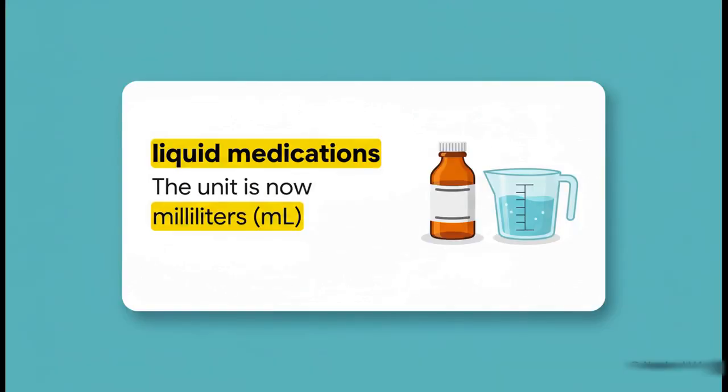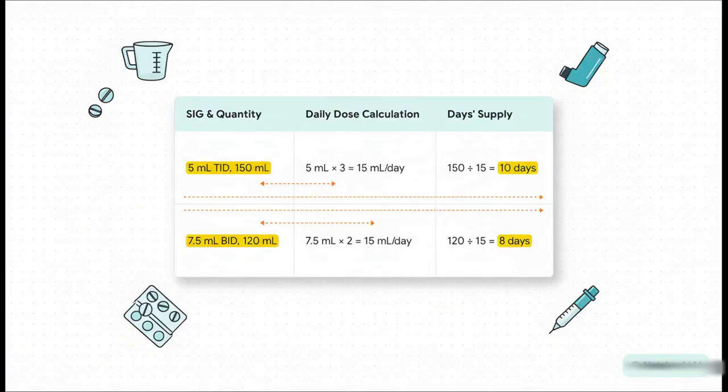All right, the last type for this section is liquid medications. And you guessed it, it's the same formula again. This time, our unit is just milliliters, or ml. Let's look at that first one. The patient is taking 5 milliliters 3 times a day, so 5 times 3 is a total daily dose of 15 milliliters. The bottle contains 150 milliliters, so 150 divided by 15 gives us a 10-day supply.